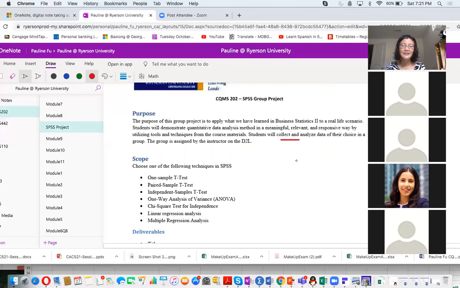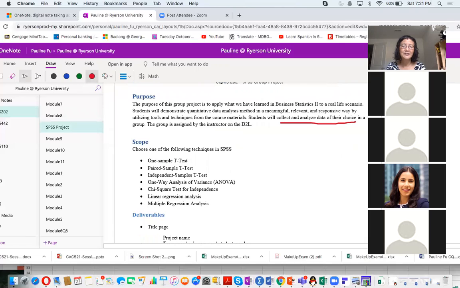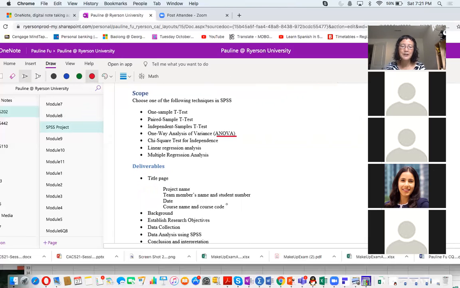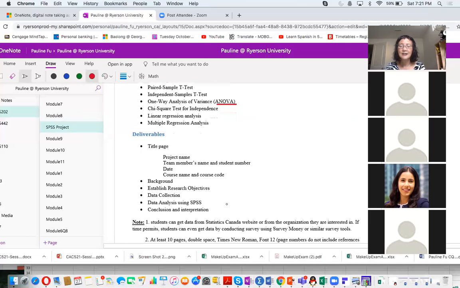So for the topic, see, today's topic is the ANOVA test. Next week, we are going to talk about the chi-square test. And in the last 2 weeks, regression analysis. You can select any one of these topics. Once you have your topic, I need to see a project title page, including the project name, team members' names, and the student numbers.